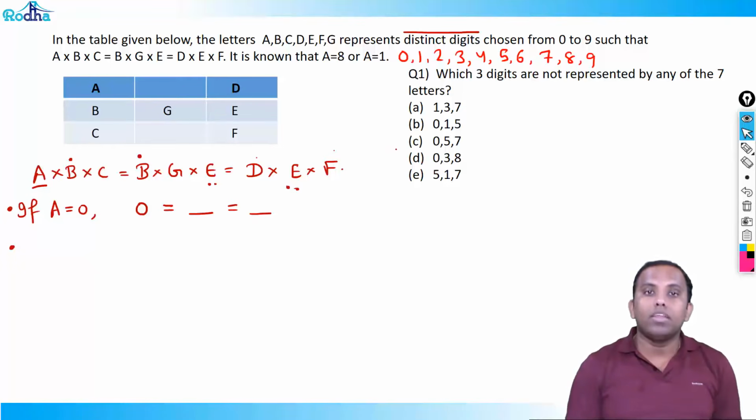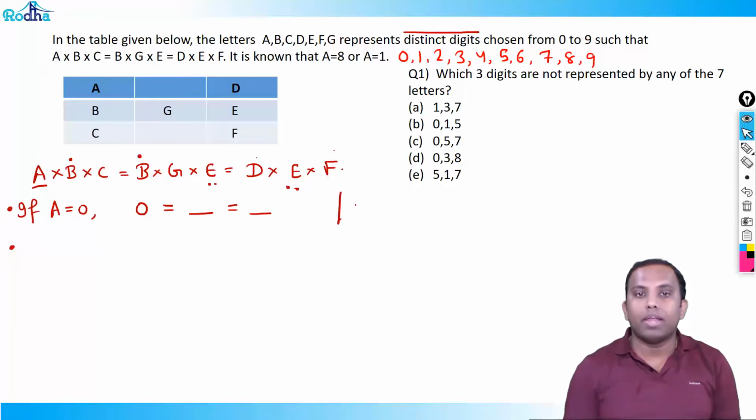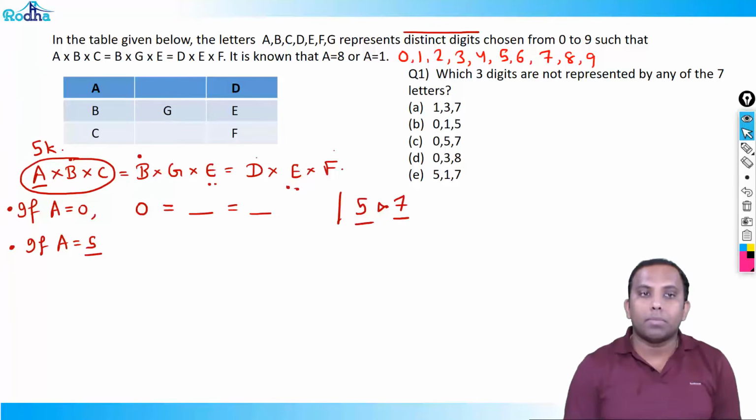So from 0 to 9, all the digits which don't have any factor, listen very carefully, digits like 5 and 7, that don't have any factor. 1 I can take because 1 multiplied with any number gives back that number only, so it's okay. But 5 and 7: suppose A is equal to 5. Then this first number is a multiple of 5.